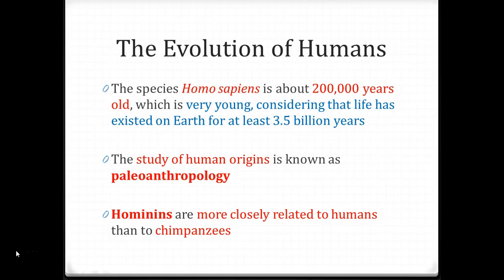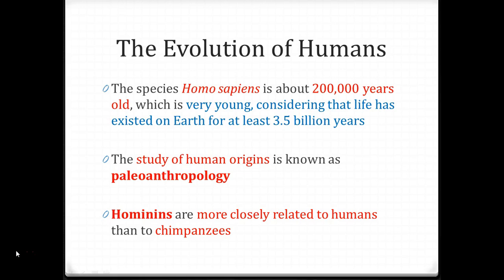The species Homo sapiens itself is only about 200,000 years old. So the first remains that we know of modern humans are about 200,000 years old tops, which means that we haven't been around for a very long time, considering that the evolution of life on Earth dates for a lot longer than that, in terms of billions of years.